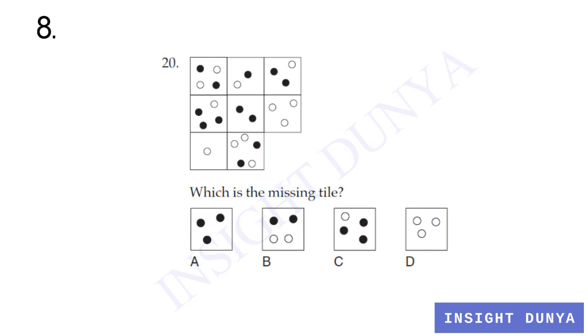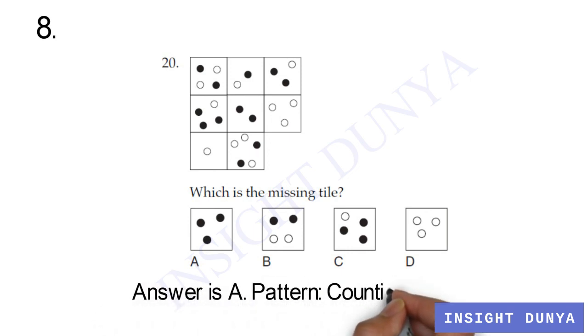From top to bottom, you can see that all the 3 tiles have 5 black dots and 4 white dots in the first 2 portions. In the last portion where one tile is missing, you can count that there are 4 white dots and 2 black dots in the 2 tiles. So according to the pattern in the third portion, the number of white dots is complete, but 3 black dots are missing. Option A has 3 black dots, so option A is the required tile, and in this question the pattern is the counting of dots.